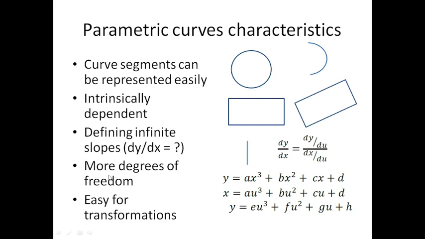You get more degrees of freedom with parametric equations. A parametric curve can be defined for x and y separately, with 4 coefficients here and 4 coefficients here, total 8 coefficients. Okay, and this is why we can have better control of these curves, and this is easy for transformation also.